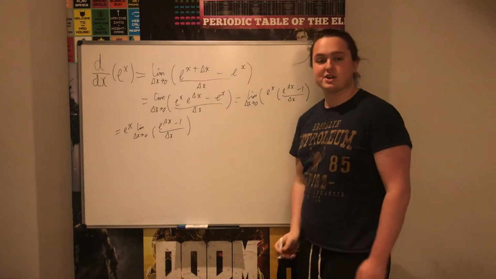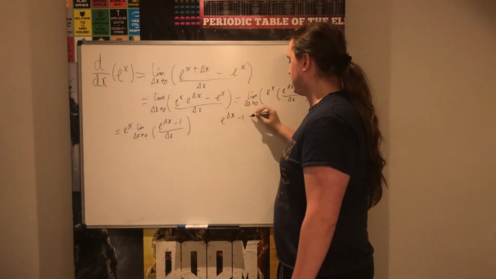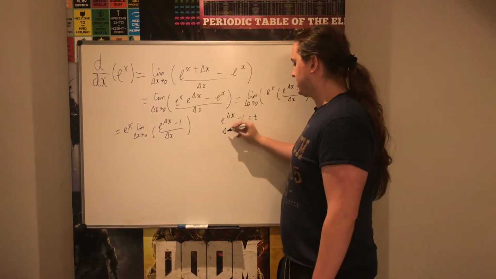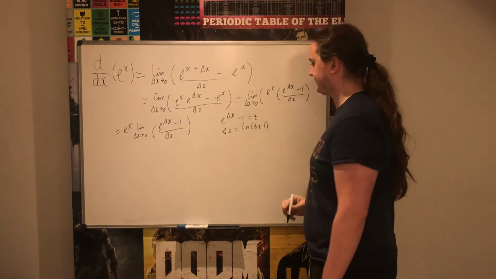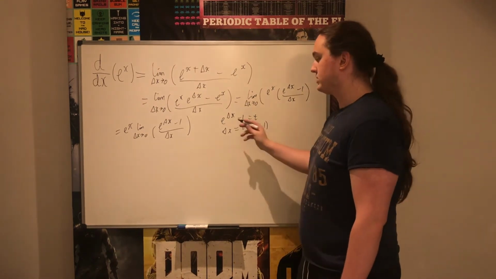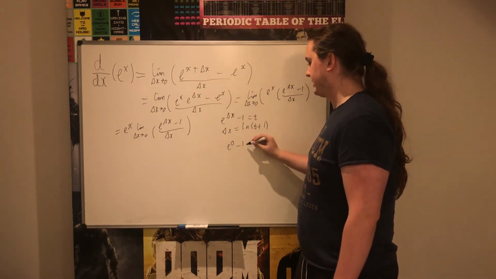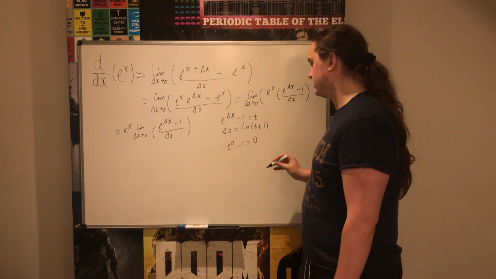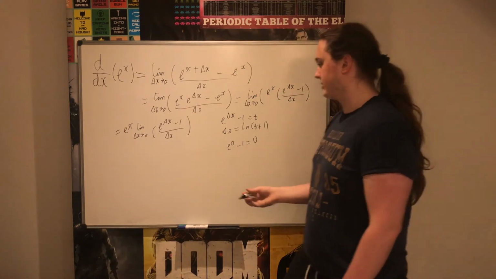And now we're going to make a change of variable here, and what we're going to say is e to the delta x minus 1 equals t. And now that means that delta x equals ln of t plus 1. And we also need to note that as delta x approaches 0, we're going to get e to the 0 minus 1 equals t, which is just 1 minus 1, so that equals 0. So as delta x approaches 0, t also approaches 0.